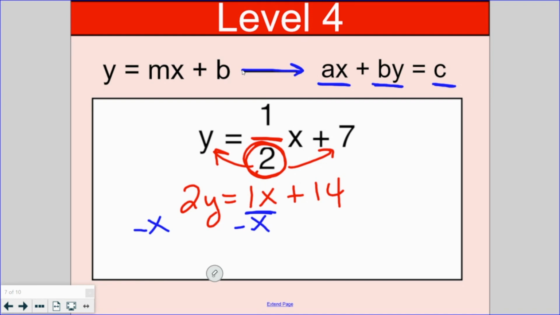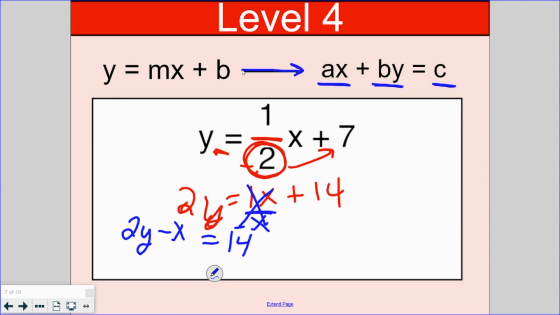Here is another way we could have written this. Maybe this will help to be less confusing, or more confusing. We will see. If we subtract x, we're subtracting x from both sides. Sometimes you can just write it as 2y minus x, okay? That equals 14, since x minus x goes to 0. This is not quite standard form yet because we need our x variable first.